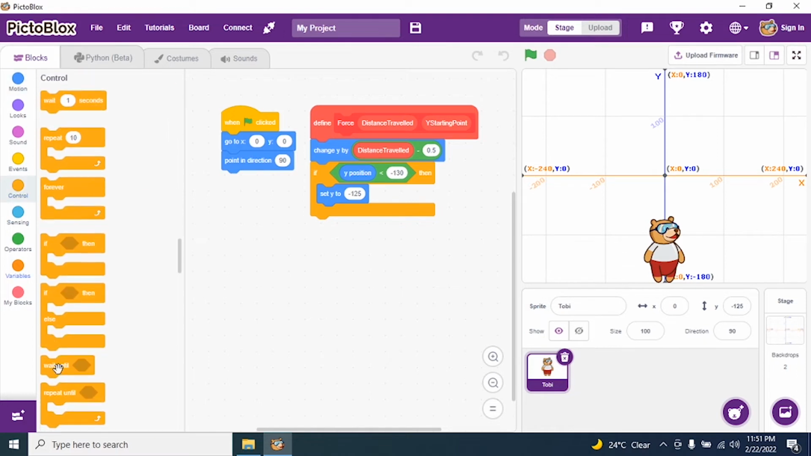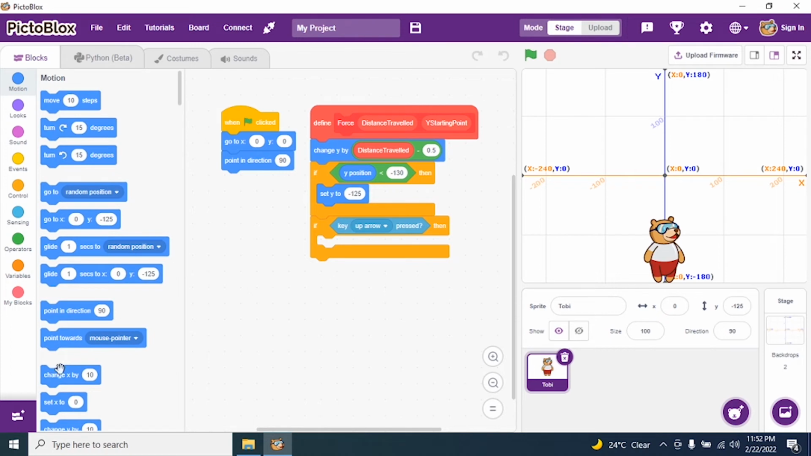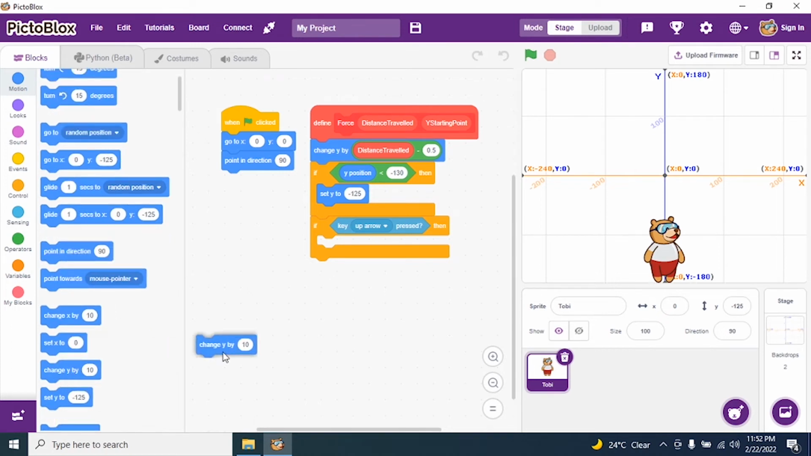Then I go to control again, and I say again if, and I go to sensing, and I say if key space bar is pressed, instead of space I say up arrow. If up arrow is pressed, change y value by 5. Instead of 10 I will say 5. Change y by 5. So what is the meaning of change y by 5?